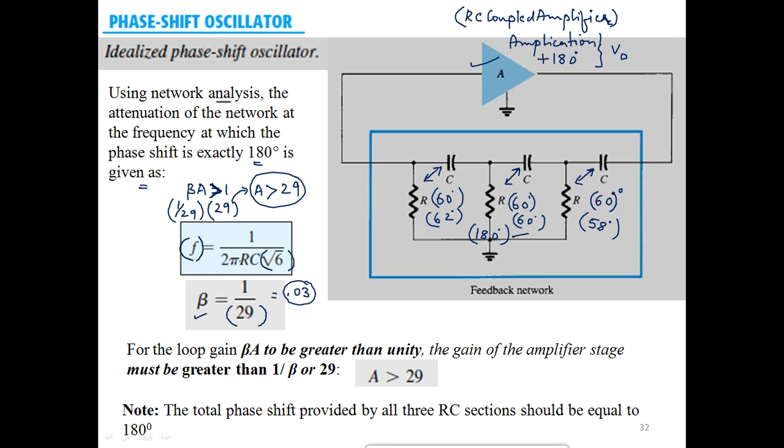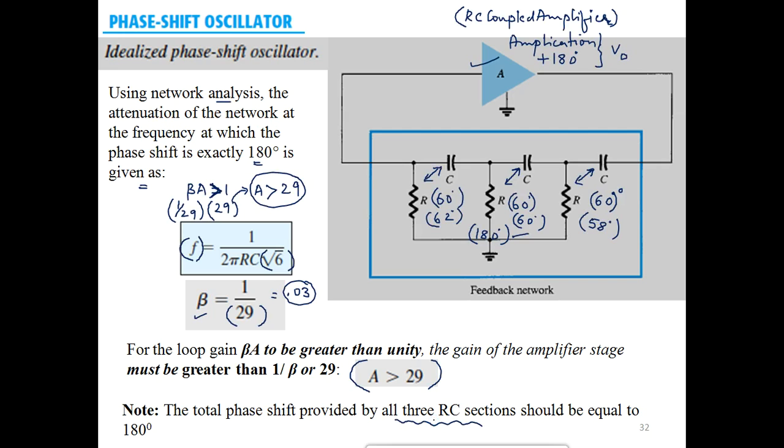So all these parameters do matter when it comes to the design of a particular oscillator, especially the phase shift oscillator. In this case, it should be greater than 29. So I hope the things are clear to you now. Alright, so what does the last statement say? It states the total phase shift provided by all the 3 RC sections must be equal to 180 degrees.